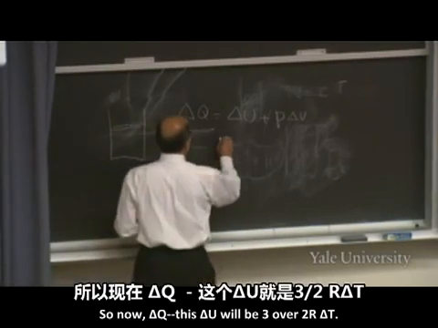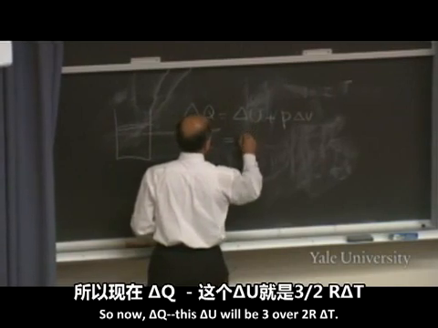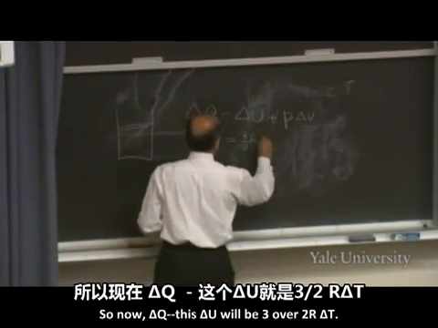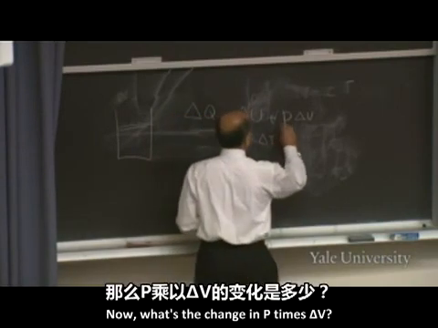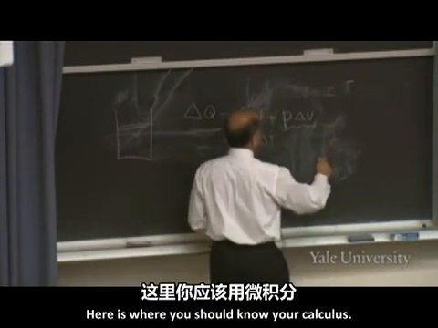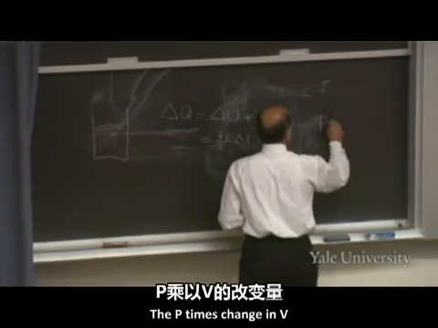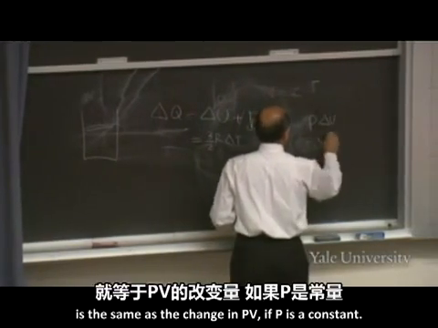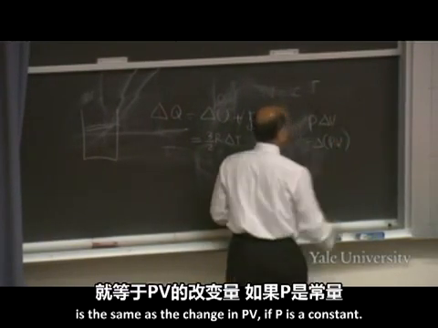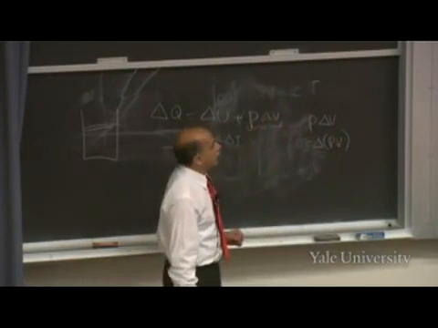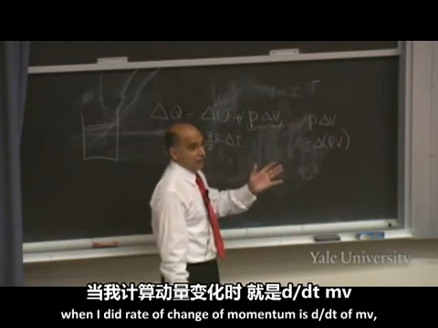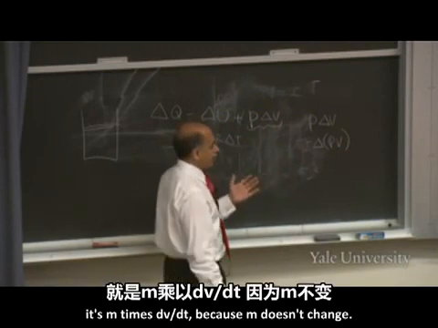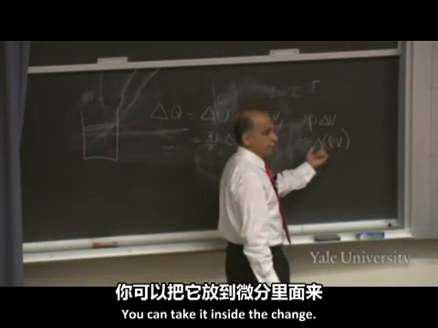So now for delta Q, this delta U will be 3 over 2 R delta T. Now what's the change in P times delta V? Here is where you should know your calculus: P times change in V is the same as change in PV if P is a constant. Right? Remember long back when I did rate of change of momentum is d by dt of mv, it's m times dv dt. So if m doesn't change, you can take it inside the change.